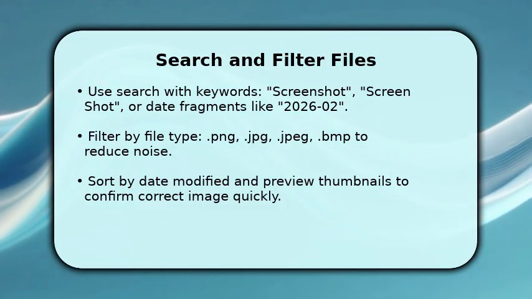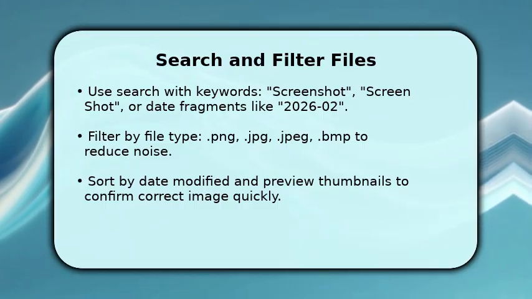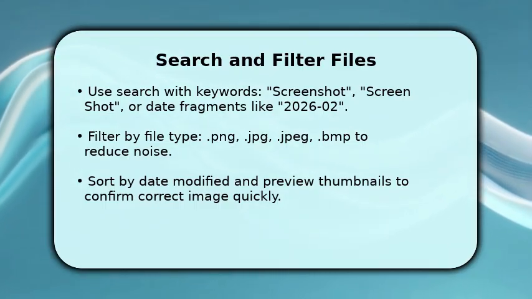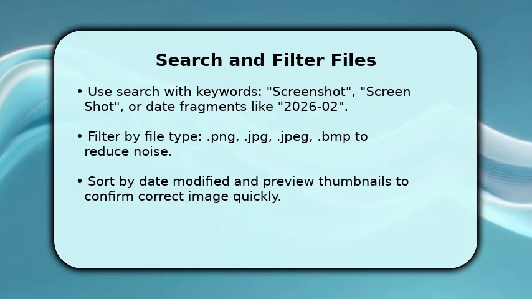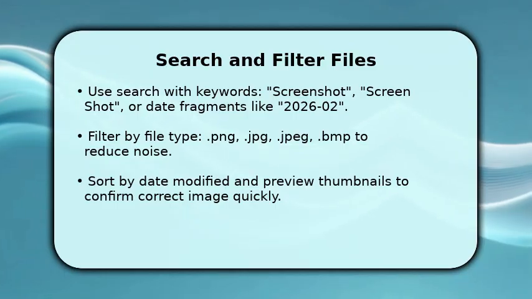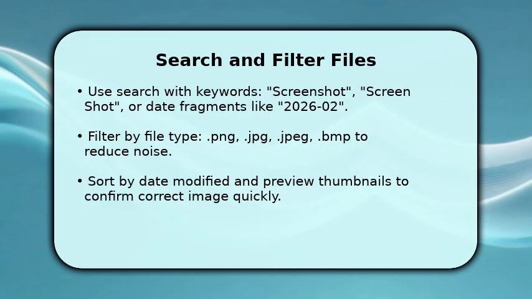In the file manager, type screenshot or enter part of the date if you remember it. Then filter by image types like PNG or JPG to exclude documents. Once filtered, sort by date modified and switch to thumbnail view so you can visually confirm the right file.